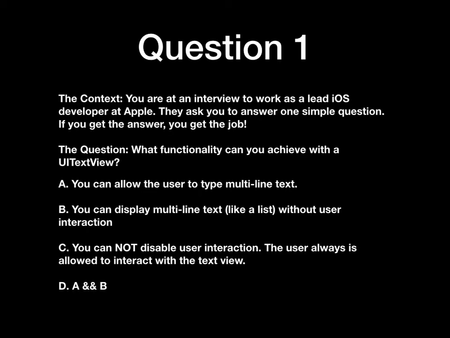All right, good. Here's the first question, and we're going to set the poll. You're at an interview to work as a lead iOS developer at Apple. Congratulations. They ask you one simple question. If you get the answer right, you get the job. What functionality can you achieve with UITextView? A, you can allow the user to type multi-line text. B, you can display multi-line text like a list without user interaction. C, you cannot disable user interaction; the user is always allowed to interact with the text view. Or D, A and B.